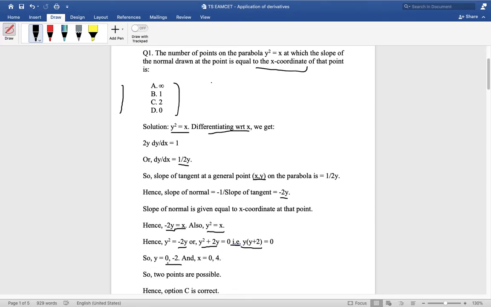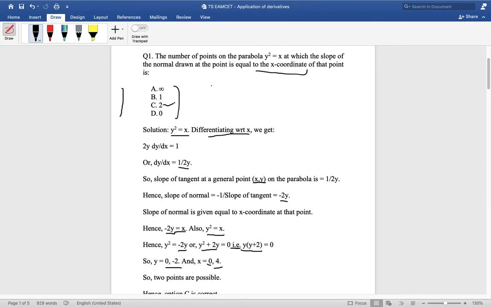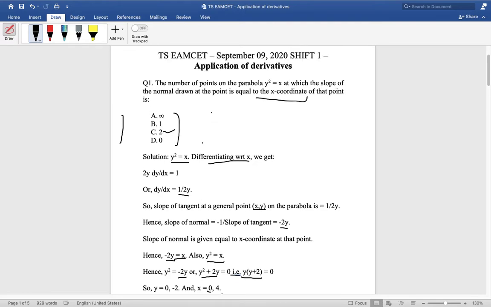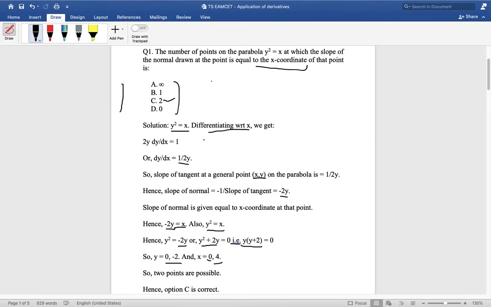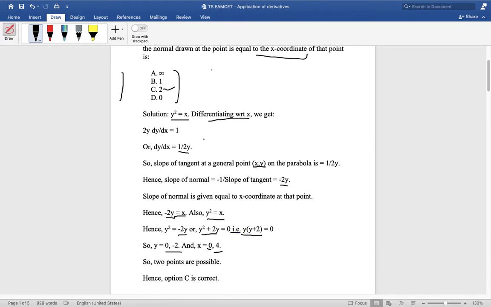And if y is 0, then what is x? x equals y square, so 0 square is 0. And if y is -2, what is x? -2 square is 4. So there are 2 points, 0, 0 and 4 comma -2. So option C is the correct one. So this was a fairly simple problem, should not take more than 1 minute.